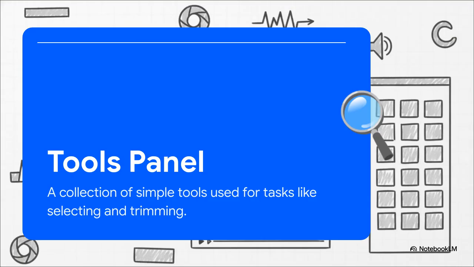All right, moving off to the side of your timeline, you're going to find the Tools panel. This is a collection of simple but incredibly powerful tools used for tasks like selecting clips, trimming edges, cutting clips in half, or zooming in on your timeline. Now, take a deep breath. You do absolutely not need to worry about mastering every single one of these tools today. The most important thing right now is just knowing where this toolkit is located.